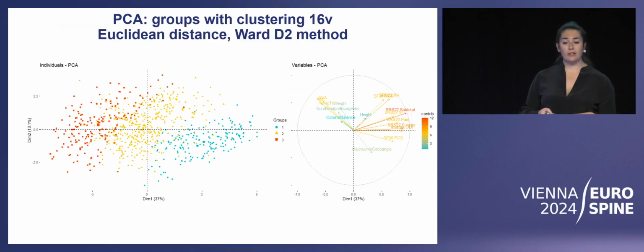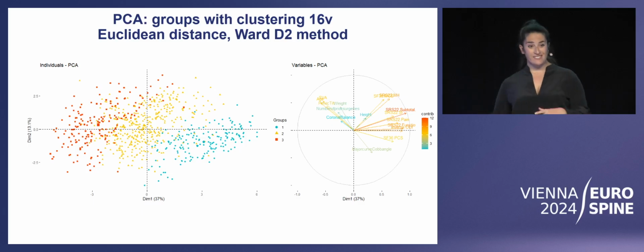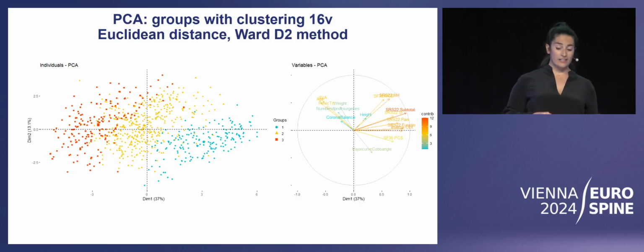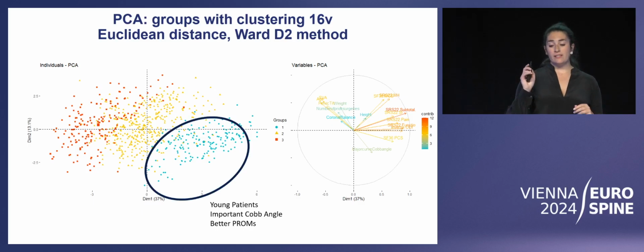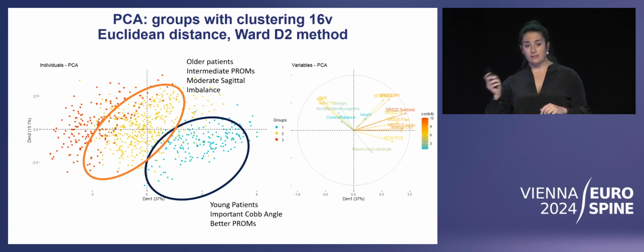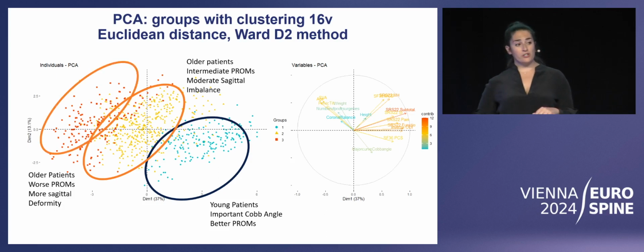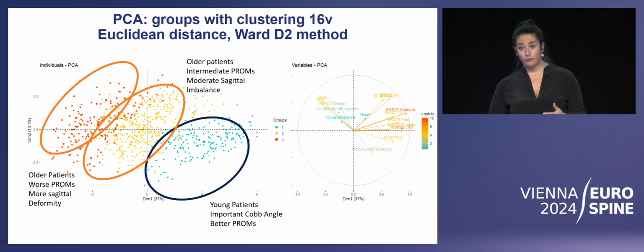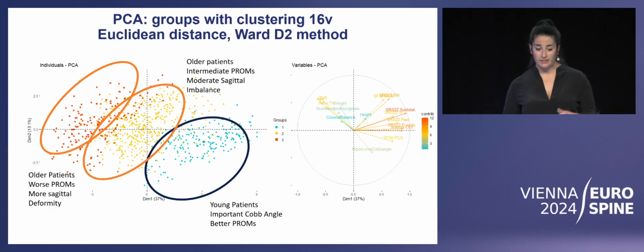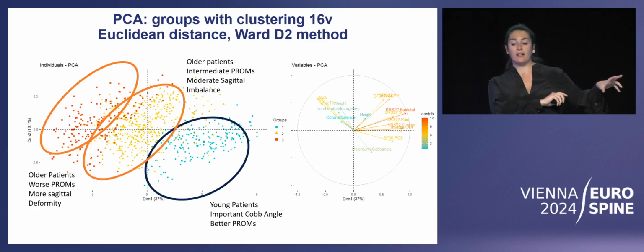And then if we look at this in more detail, this is the clustering method with 16 variables, more reliant on clinical parameters. We see one cluster, young patients with coronal deformity; older patients with mild disability and mild sagittal deformity; and older patients with a more severe deformity and a more severe malalignment. Now, does this sound familiar from what we have just seen in the previous study, right?